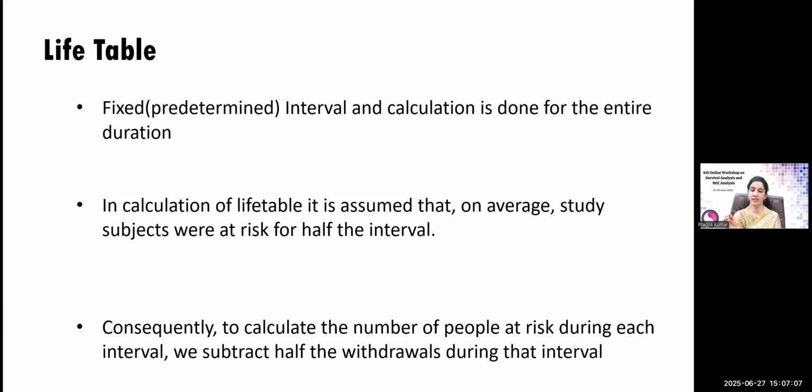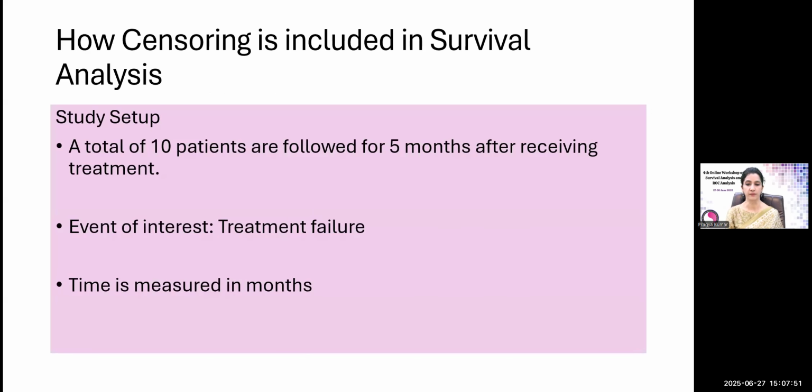That's why you deduct half of the individuals from the people who are at risk of the event. We calculate the number of people at risk during each interval and subtract half of the withdrawals during that interval. So how do we use censored data here? We divide the number of censored people by 2, because we don't know their exact censoring time, so we assume they were on risk for half of the interval. That's why we deduct half from the denominator.